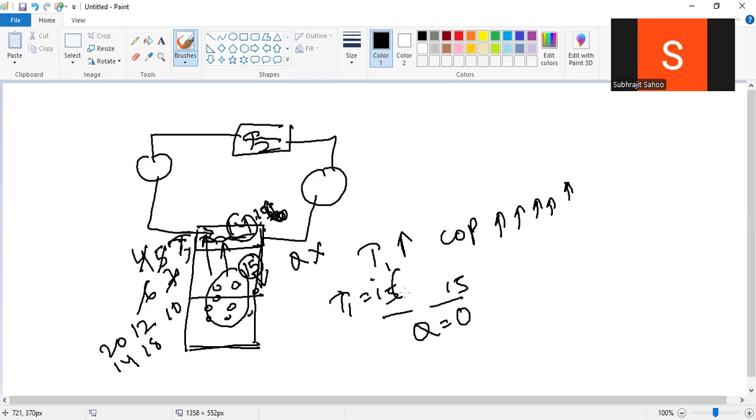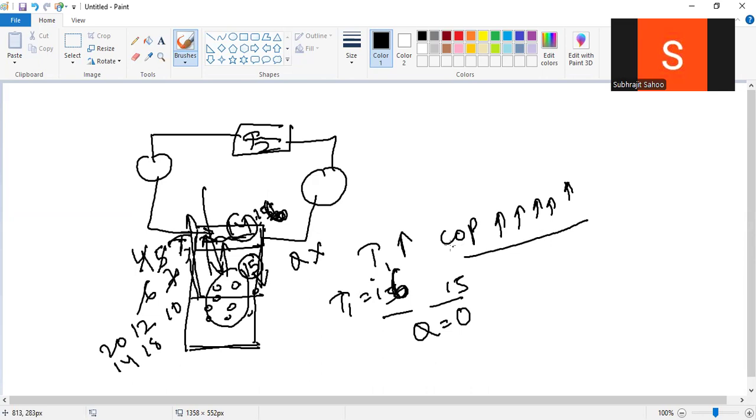Now T1 becomes 16. Then what will happen? Instead of heat transfer from inside to outside, heat transfer will be from outside to inside, that is, from the refrigerant to the inside. But we use the refrigerant to take the heat. In this case, the refrigerant will give heat to the inside. So instead of cooling, heating will happen.